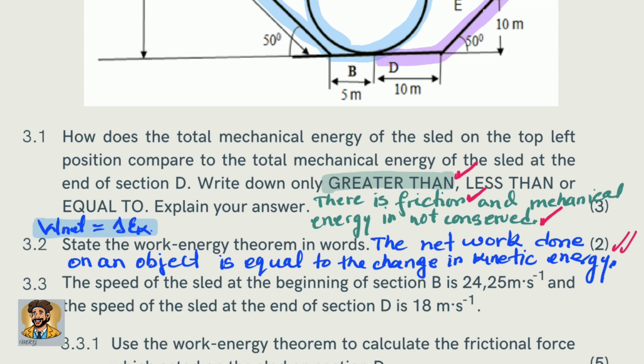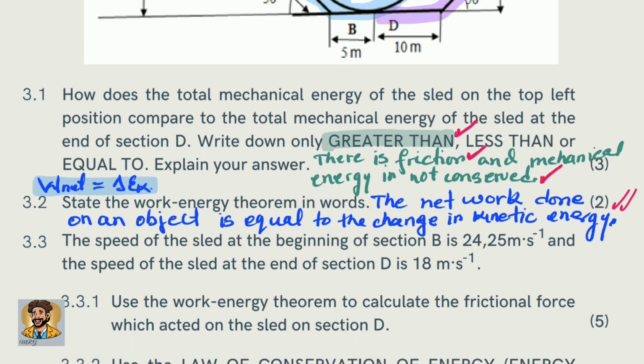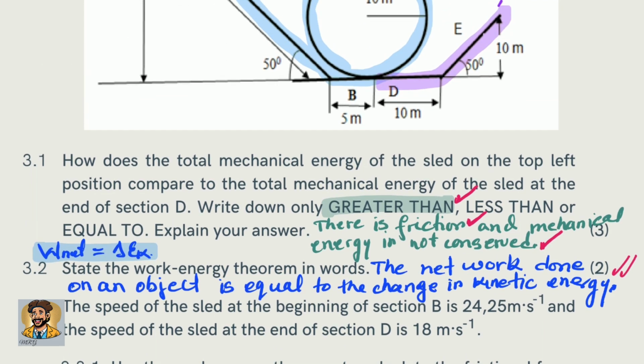Now, question 3.3. The speed of the sled at the beginning of section B is 24.25 meters per second. At the beginning of B, it means the speed at that point was 24.25 meters per second. The speed of the sled at the end of section D is 18 meters per second. So we have 2 data: the beginning of B, and then the end of D.